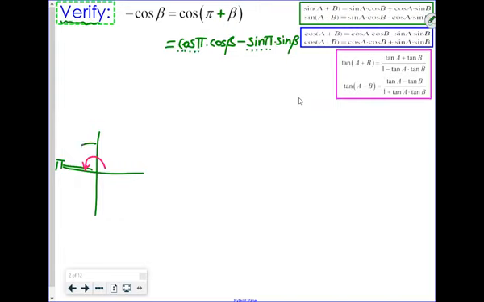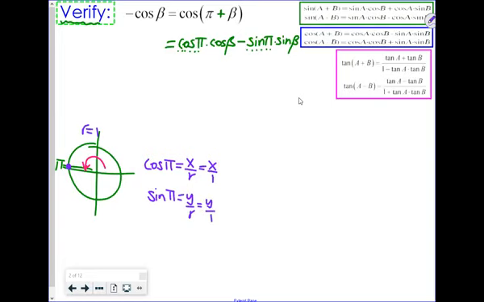Instead, I'm going to draw a circle of radius r. And I'm going to use the coordinates of this point where that terminal ray cuts the circle to be able to work out the cosine of pi. And I'm also going to need the sine of pi. Cosine is x divided by r, sine is y divided by r. The circle had a radius of 1. So now all I need to know is the x and y coordinates of this point here.